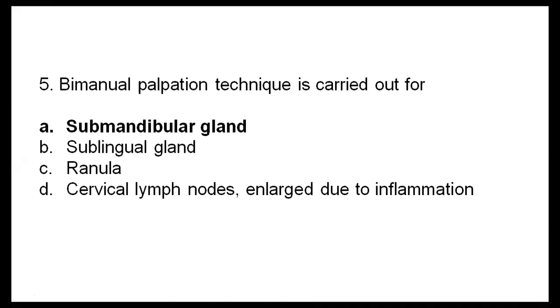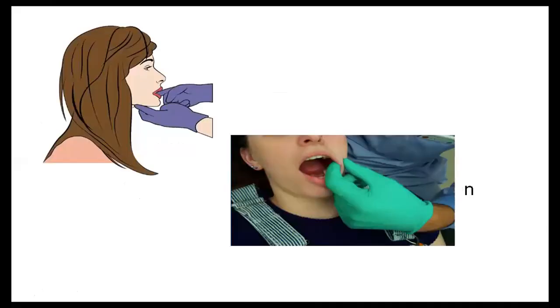What is meant by bimanual palpation technique is where we would use both our hands. One hand is placed intraorally and one hand is placed below the chin like this. So this is the way we palpate the submandibular gland.